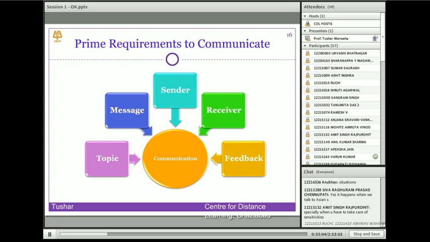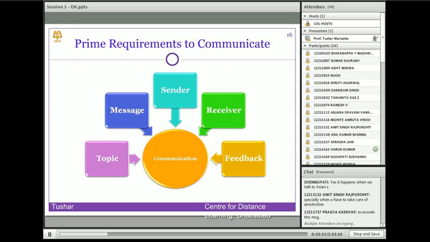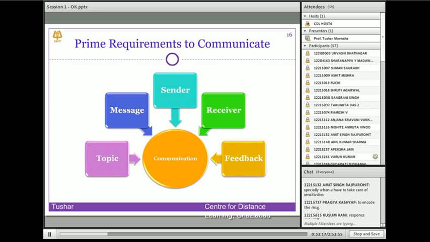Now the receiver's responsibility, what is the receiver's responsibility? As a receiver, you also have some responsibilities. Let's say you are the receiver. In this communication, you are the receiver. What is your responsibility? Number one, before coming to the response, it is your responsibility to listen. It is your responsibility to listen.